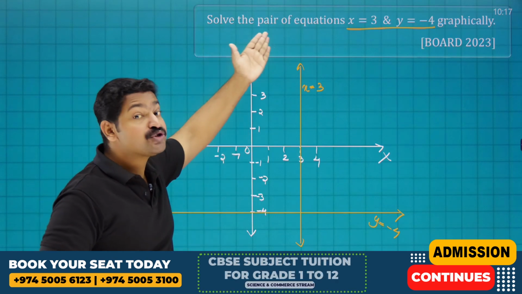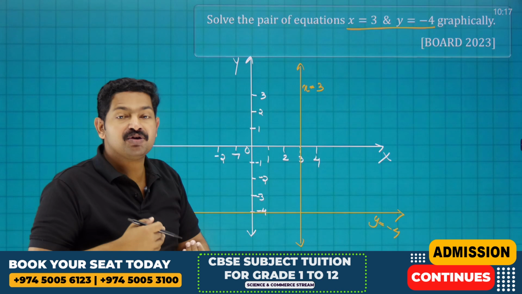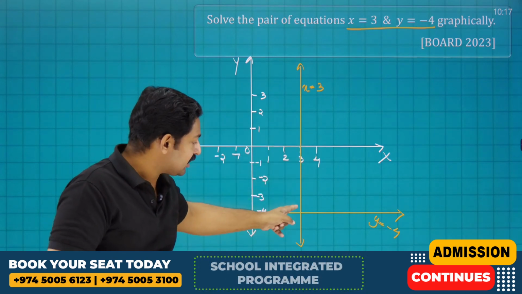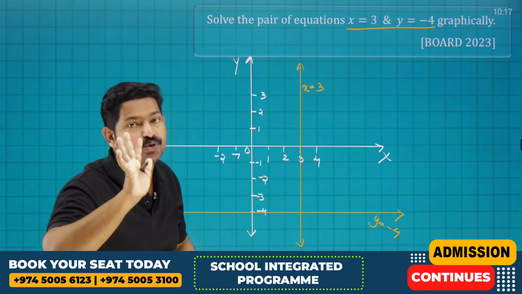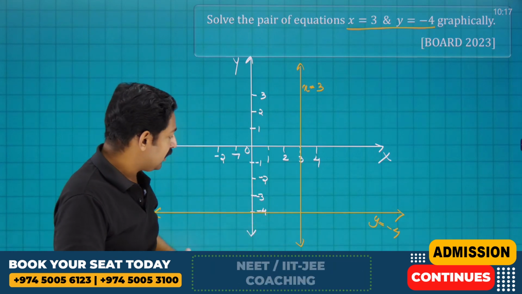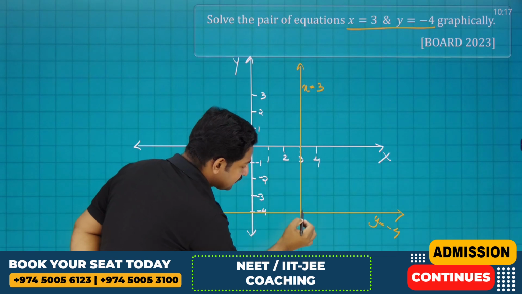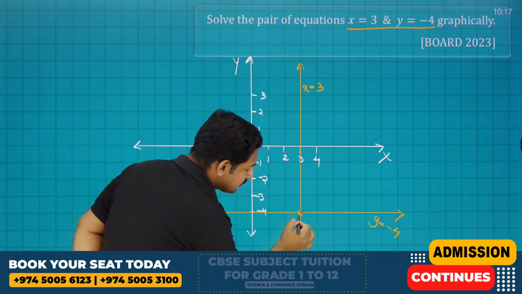Now the question is to solve, which means we need to find the solution. Here you can see the two graphs are intersecting, which means there is a unique solution, and the solution will be the point of intersection. So how to get the solution? Here you can see this line is coming from the point 3 on the x-axis. So how to identify this coordinate?